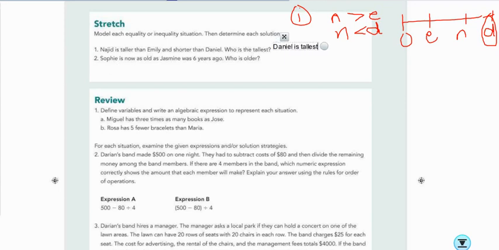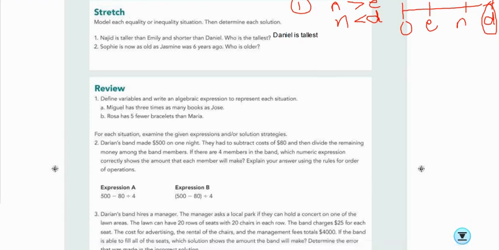The next one says, Sophie is now older than Jasmine was 6 years ago. Sophie is as old as Jasmine was 6 years ago. So Sophie is equal to Jasmine's age minus 6 because it was 6 years ago. So who's older? Well, in this case, Jasmine minus 6 equals Sophie.